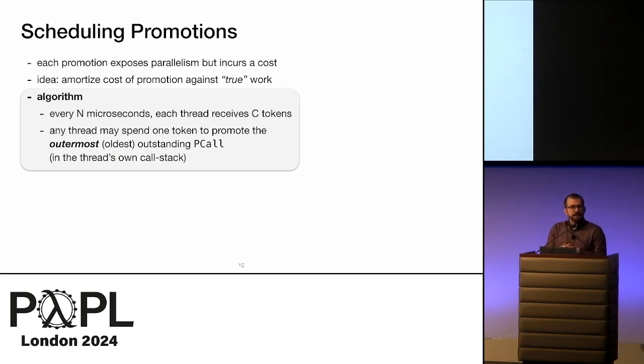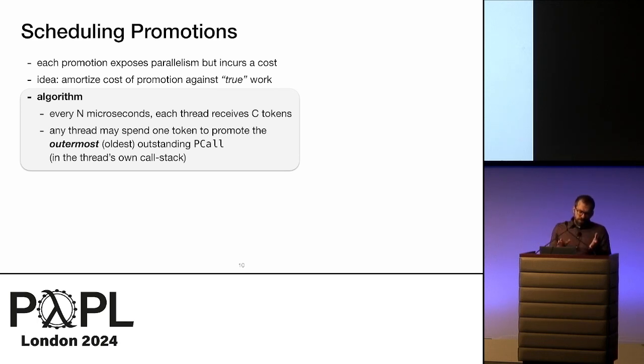So that's the compilation technique, and now I just need to tell you about the algorithm for actually scheduling promotions in order to get provable efficiency. Okay? So as I mentioned, each promotion exposes some parallelism, but it incurs a cost when it does so. And our idea is basically to amortize the cost of promotion against the true work of the computation. And this idea comes from heartbeat scheduling, and this is the place where we're taking that heartbeat scheduling idea and really applying it to this work.